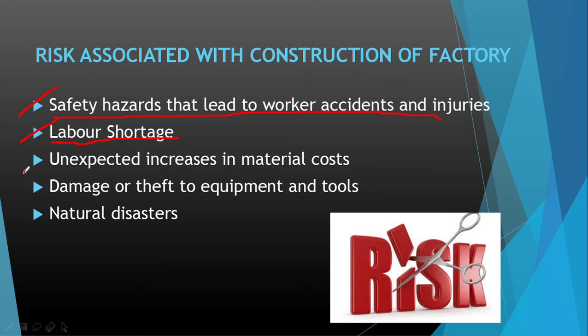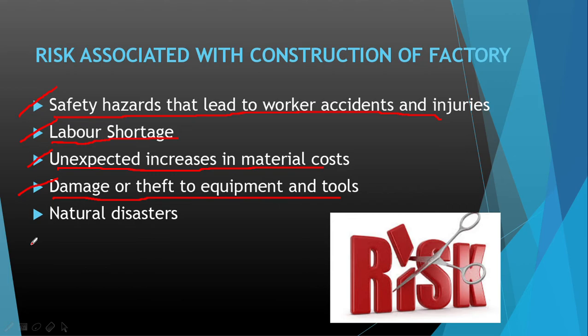Another risk associated with construction of a factory is unexpected increase in material cost, which can be taken care of if materials are purchased beforehand. This risk needs expert knowledge, as purchasing materials beforehand may also prove to be disadvantageous if material prices fall in future. Damage or theft of equipment and tools is common at construction sites. Thus, proper surveillance is required. Accountability of team members is important to minimize this risk.